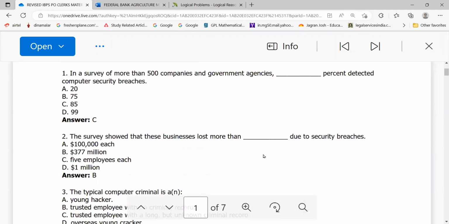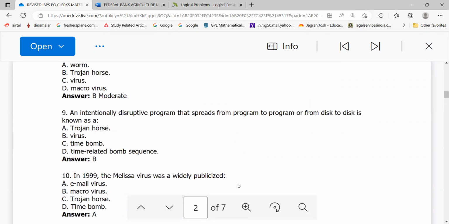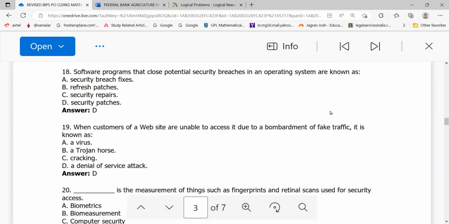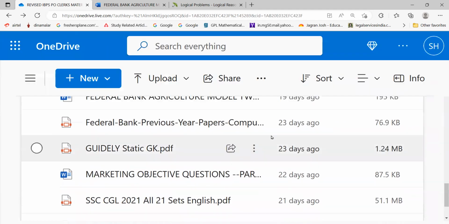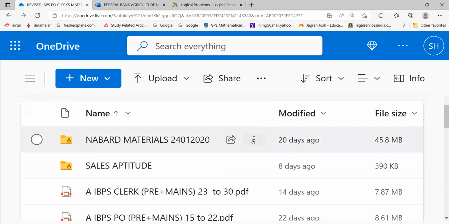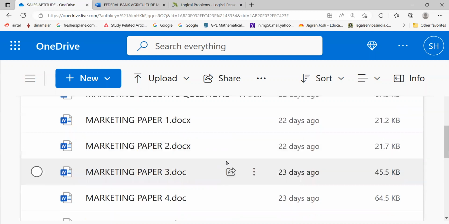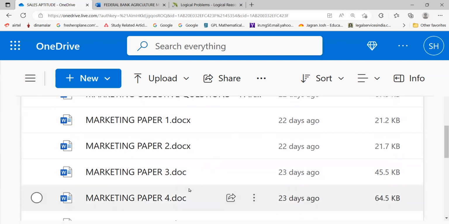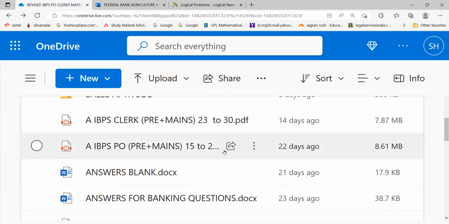I don't know from where I got it, but this consists of some questions that may be useful for you. I'm not sure whether they do ask based on this, but prepare for this also. Then I am giving you NABARD material, ignore it. Sales aptitude will be interesting. You are a finance person, you also like marketing, so read this fully. Marketing papers 1, 2, 3, 4 are included, prepare them.